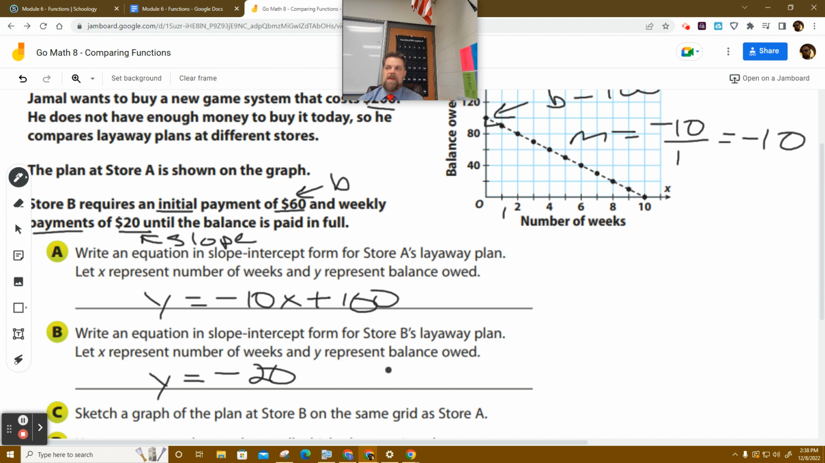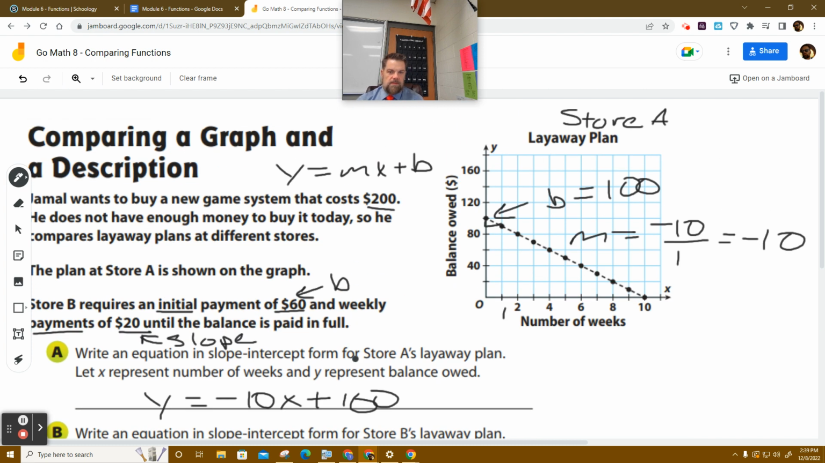So you're talking about a balance, right? And you're going to deduct a payment from that balance. And then, wait a second, it says the initial payment of 60. How did they get 140? Oh, because they made an initial payment of 60, but it cost 200.